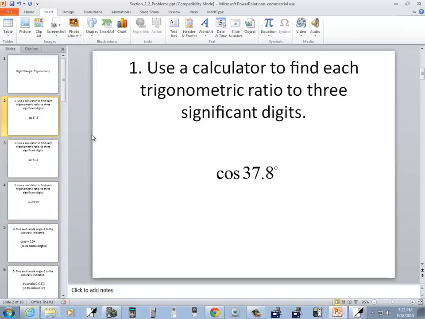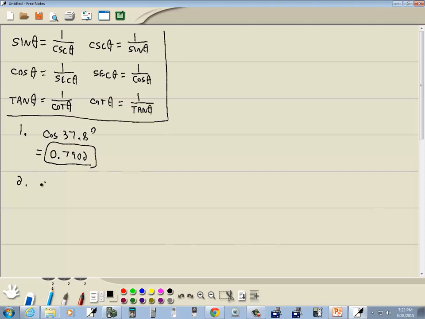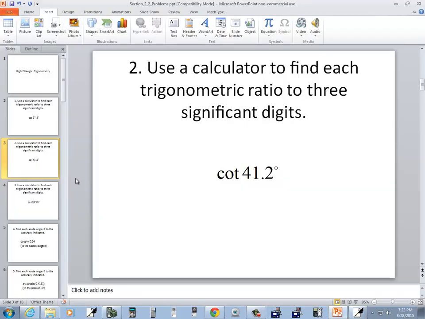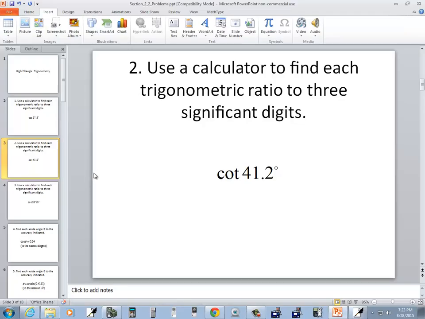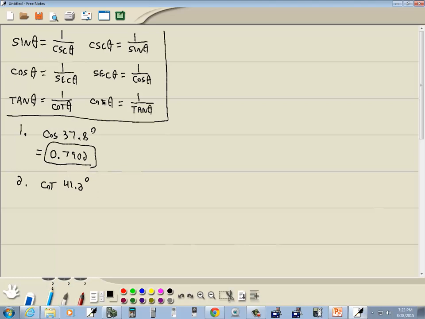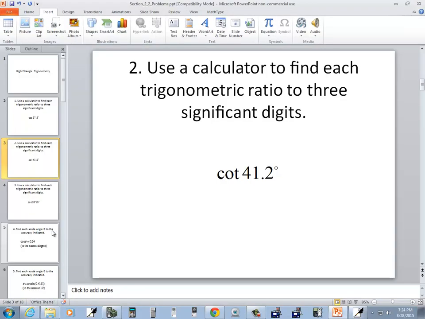Now our second problem. We got cotangent of 41.2 degrees. Well, I don't have a cotangent button, but I know that cotangent I could rewrite as 1 over tangent by this identity right here. So I can rewrite this as 1 over tangent 41.2 degrees. Now it's again degrees, so I want to make sure my calculator's in degrees, and we just checked ours and switched it, so we don't need to do that again.